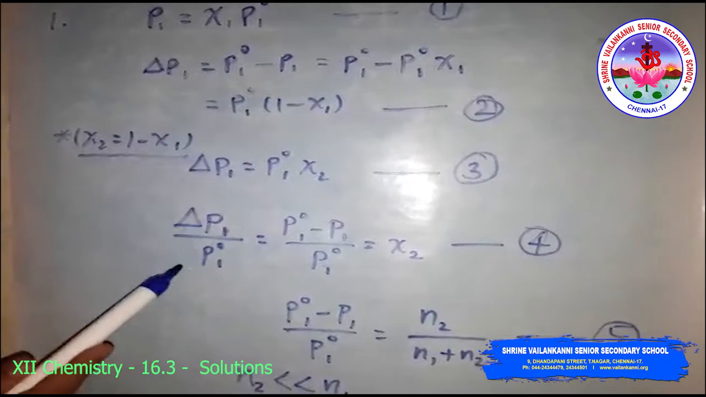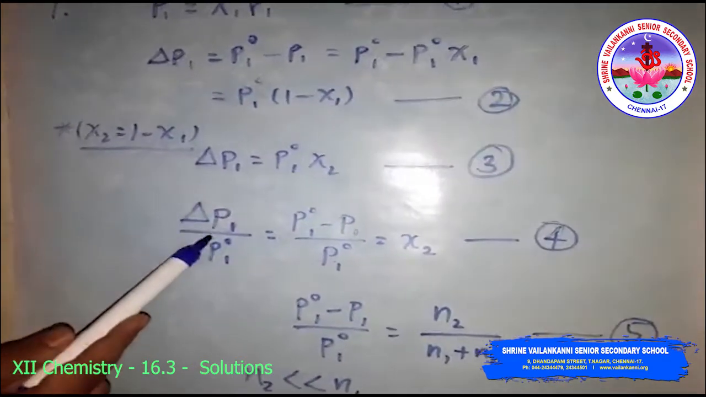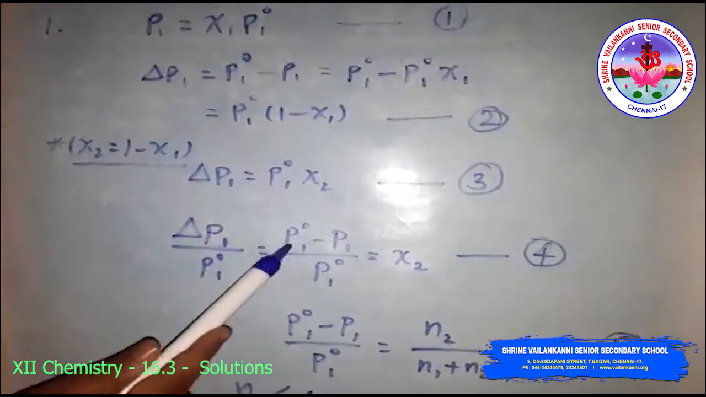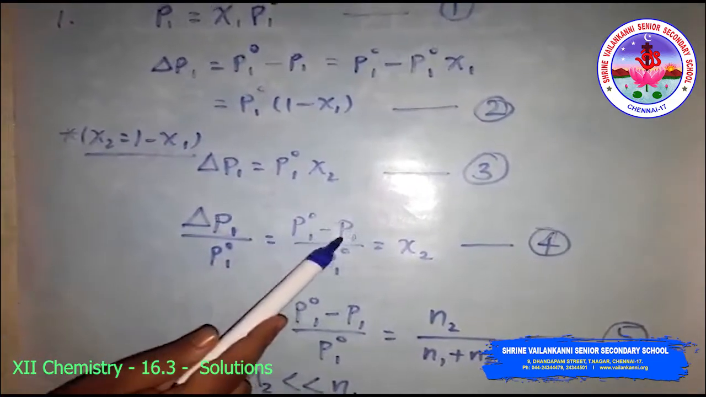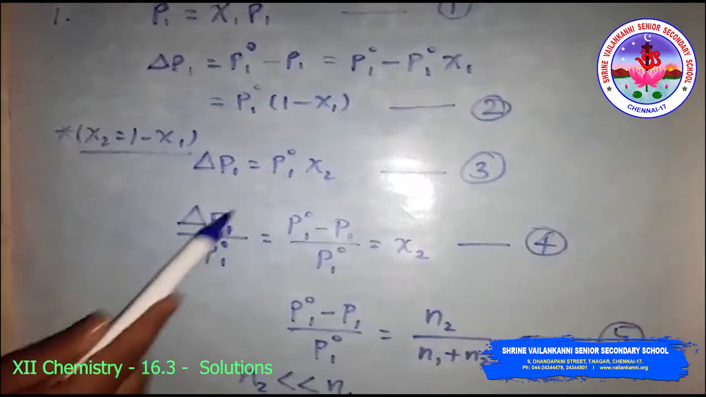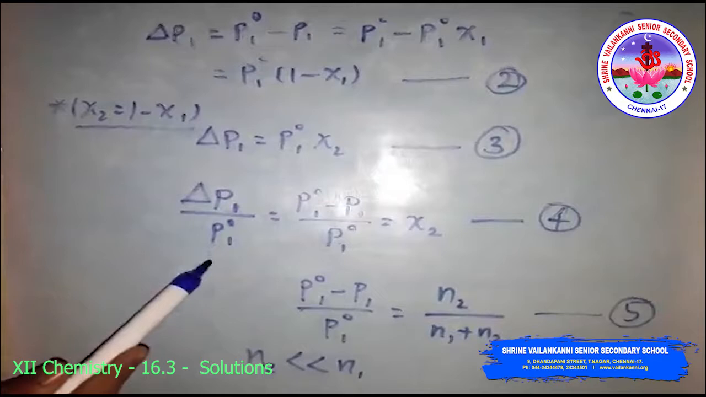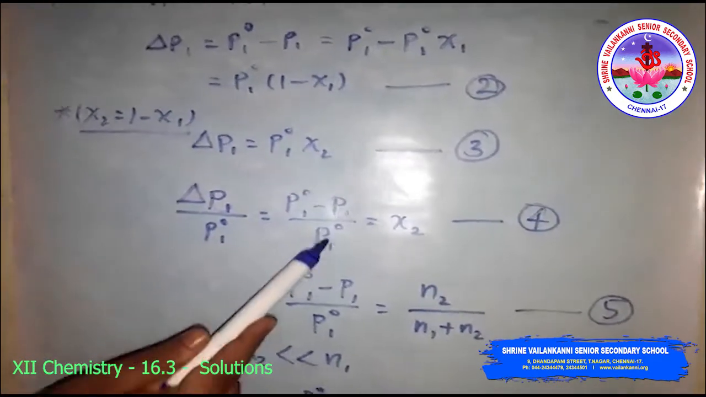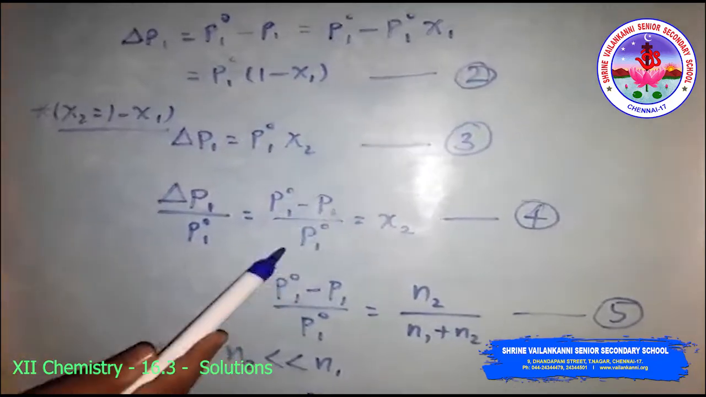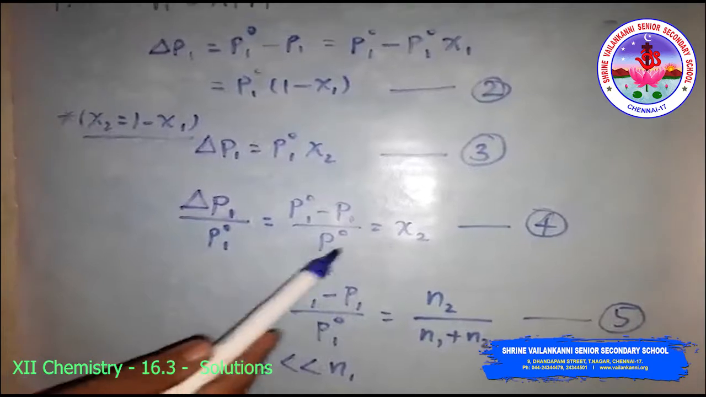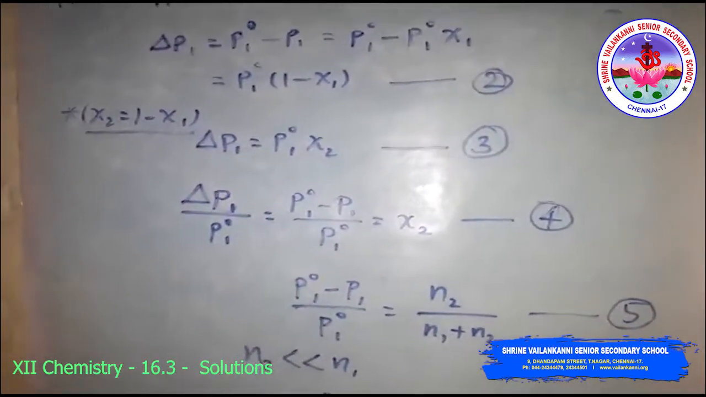After simplifying, delta P1 is P01 minus P1. Putting this, P01 goes to the left side and becomes the denominator. So P01 minus P1 divided by P01 is equal to X2, the mole fraction of the solute.